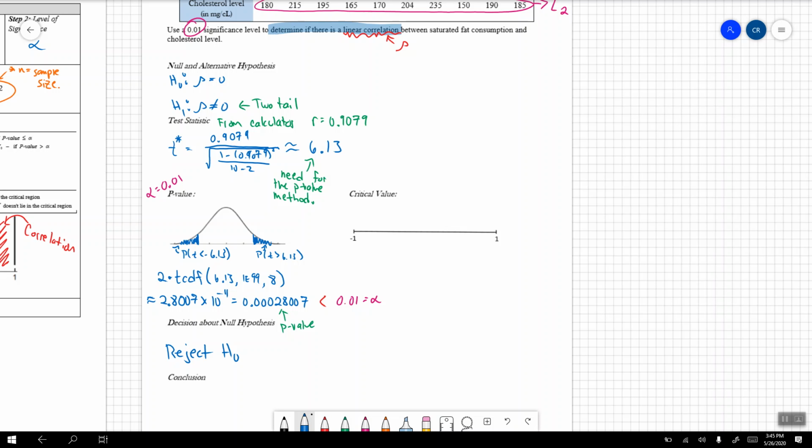What if we don't want to use the p-value method? What if we then want to use the critical value method?